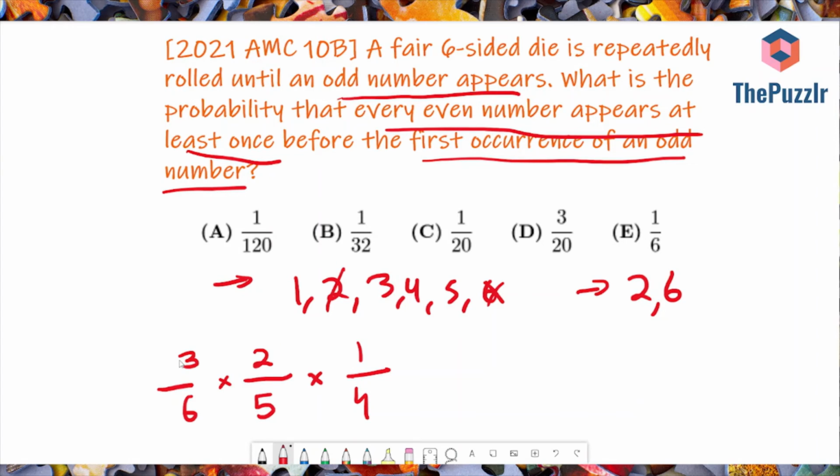So we have 3 times 2, which cancels out with 6. And then 1 over 5 times 1 over 4, which gives us 1 over 20. So this answer is simply 1 over 20.